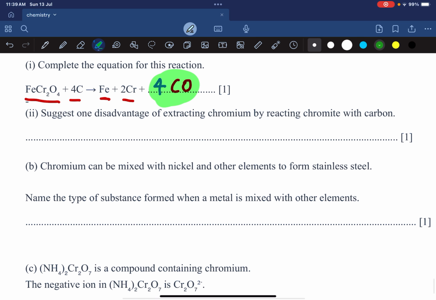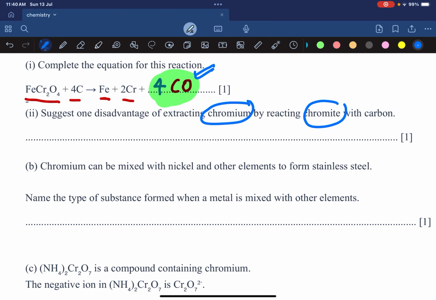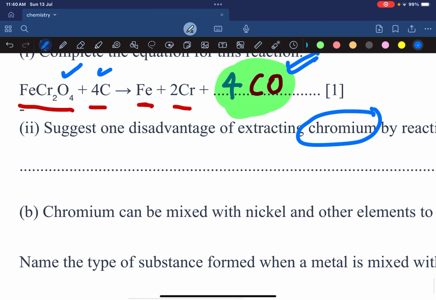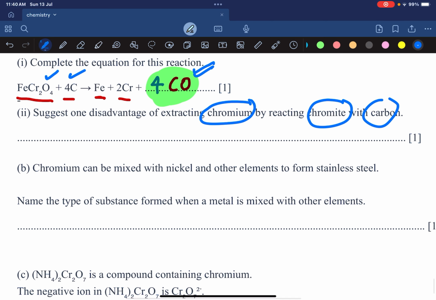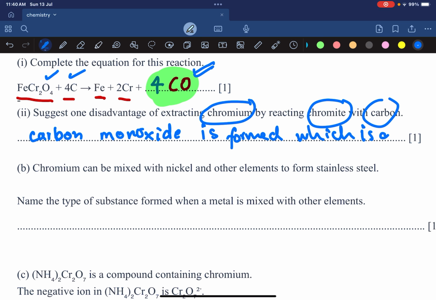Suggest one disadvantage of extracting chromium by reacting chromite with carbon. Your disadvantage is simple. You're forming carbon monoxide, because when you react chromite with carbon, carbon monoxide is formed, which is a toxic gas. So you write carbon monoxide, because it reacts with the hemoglobin in the blood, and that leads to less transportation of oxygen around the body. So carbon monoxide is formed, which is a toxic gas.